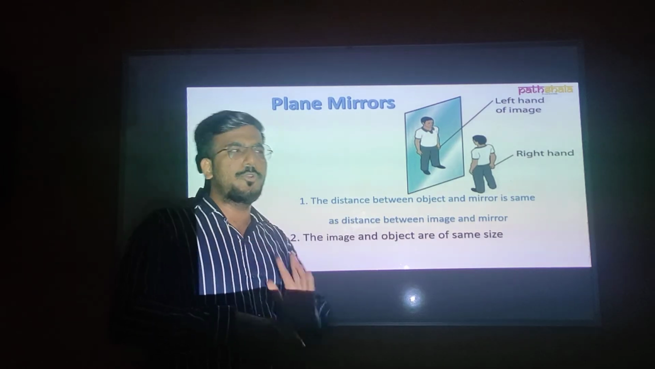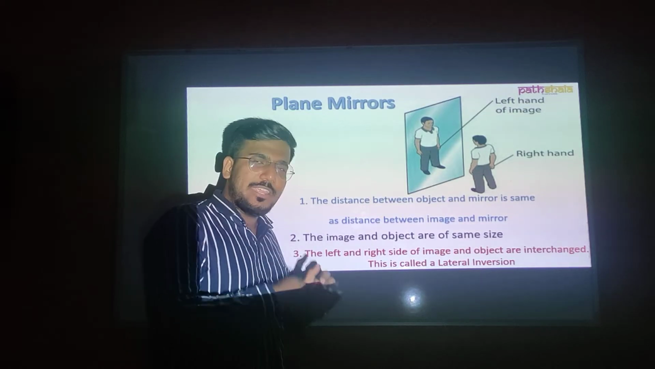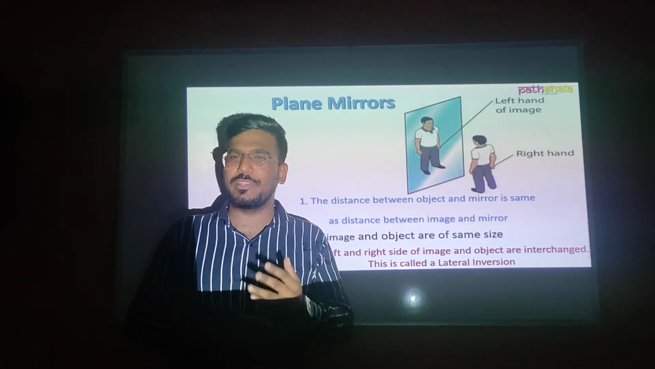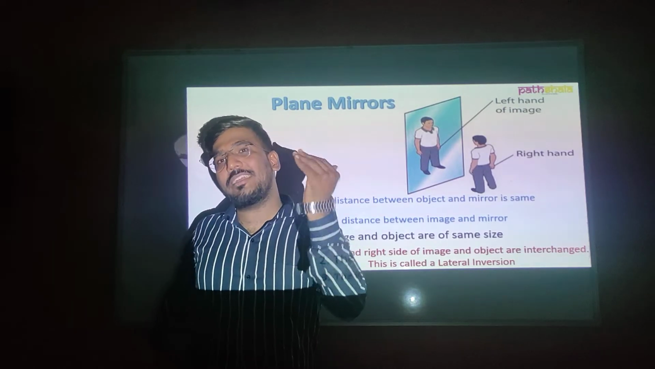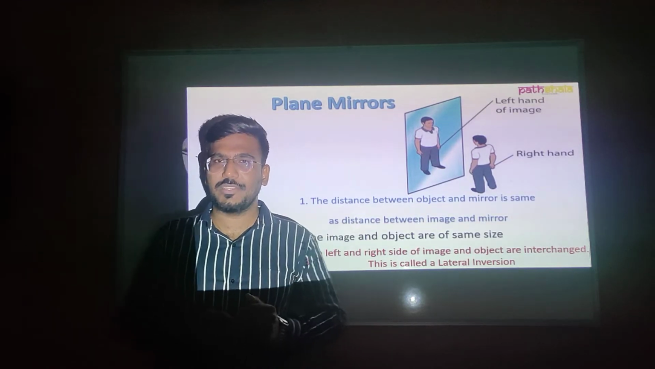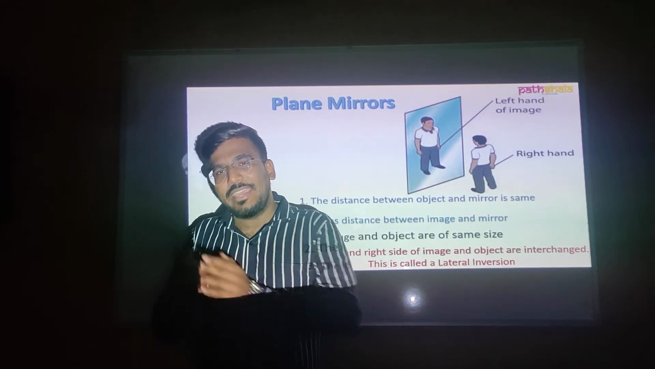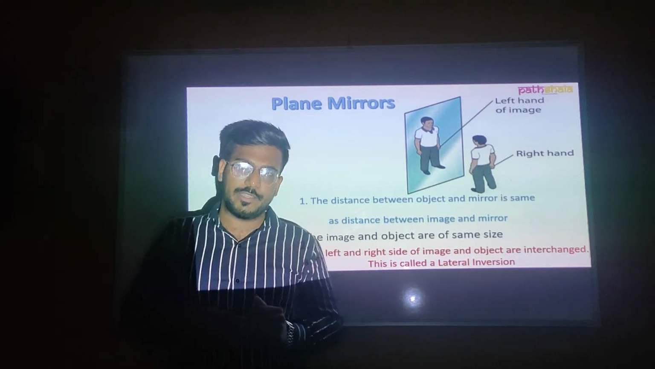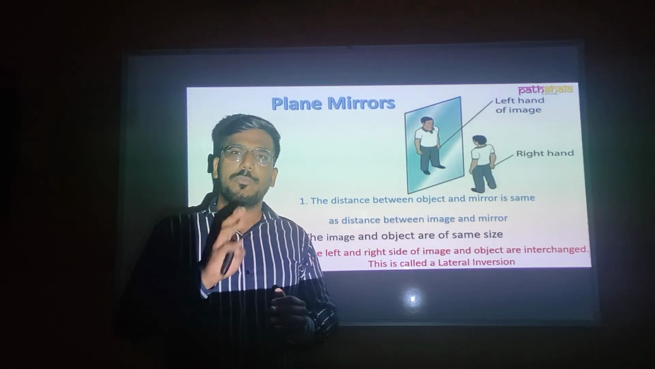And the third and most beautiful property of the plane mirror is that the left and right side of an image and object are interchanged. And this is also called the property of lateral inversion. Means what? If I raise the right hand of an object, I will see it from the left end of the mirror. This is called the property of lateral inversion. Now children, this is the reason why the word ambulance on the ambulance and school bus on the school van is written in reverse order, so that the vehicles approaching from behind can read it, so that they can keep a safe distance for the onboard kids. So this is called the property of lateral inversion.